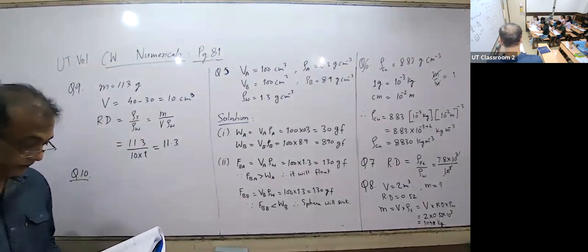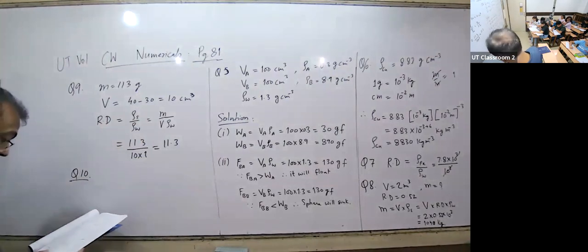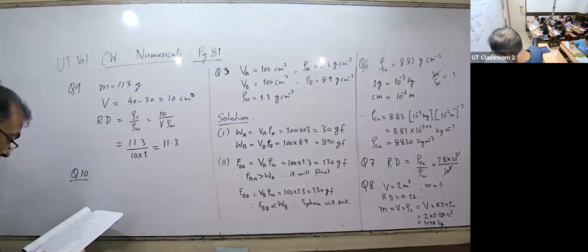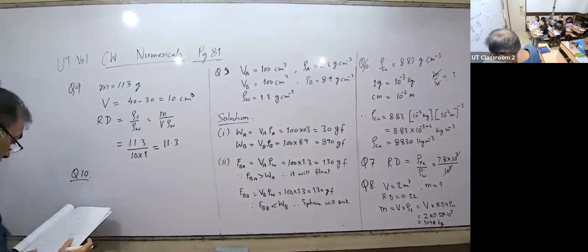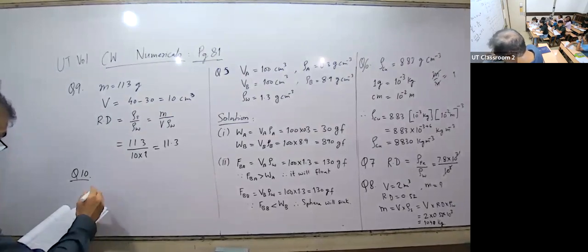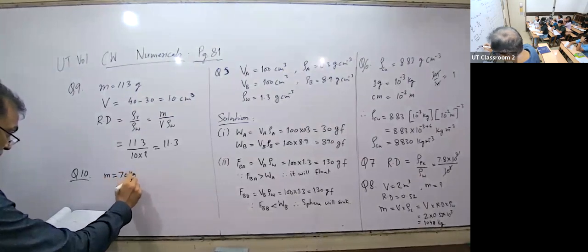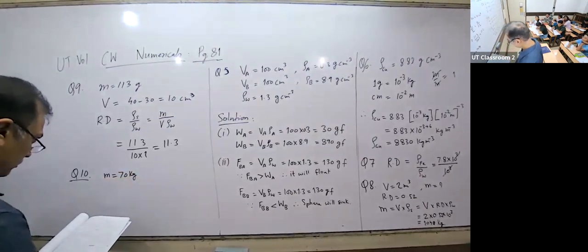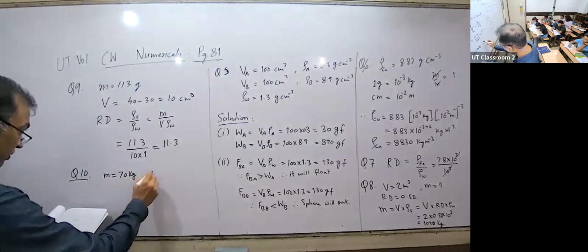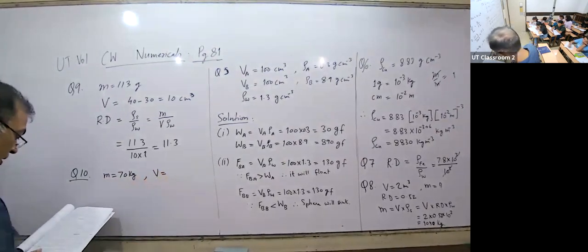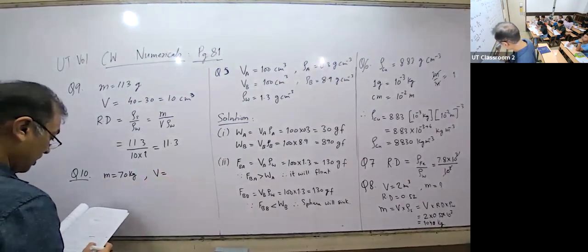The body weighs 70 kg when completely immersed in water. Its volume is 20,000 centimeter cube. Find the relative density of the liquid. So many relative density questions. So the body of mass M is 70 kg. Mass is volume into density. Mass is given, and volume is given. How much is that? 20,000 centimeter cube. Convert into SI, meter cube.